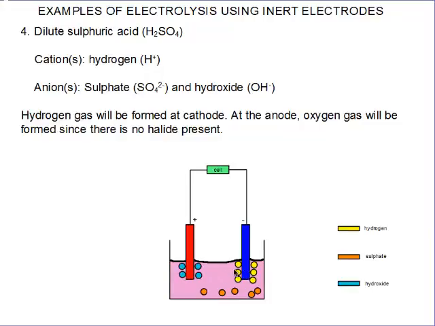Hydrogen is the only cation present. It is going to be favored and therefore will move to the cathode. Gain electrons and then hydrogen gas will be released. The hydroxide will move to the anode, gain electrons, and then oxygen gas will be released at the anode.